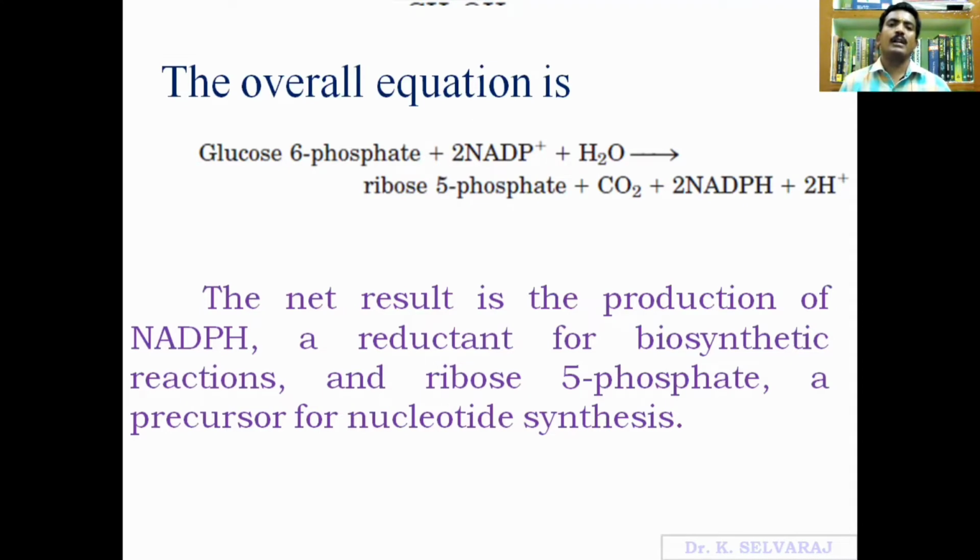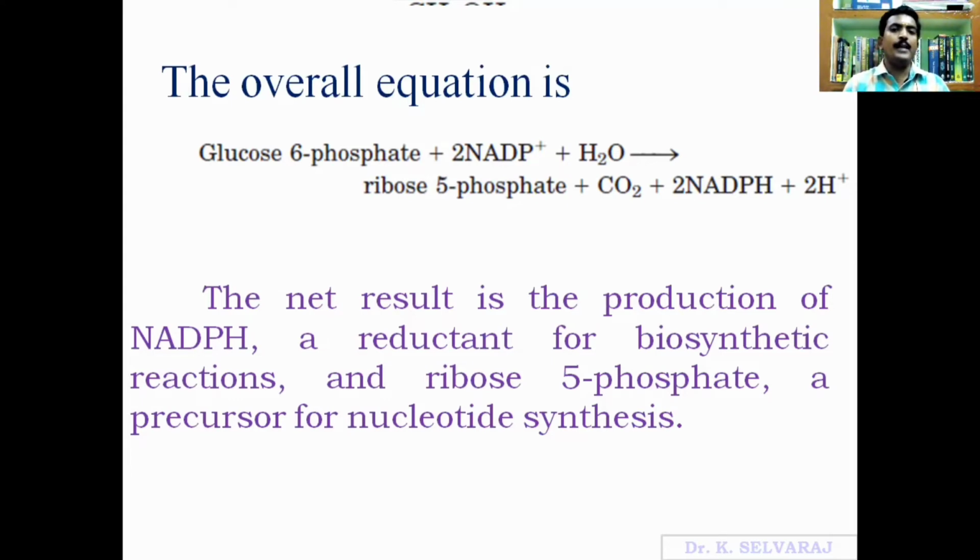is involved, and 2 molecules of NADP plus are involved, and 2 molecules of water are involved. Finally, it produces 1 molecule of ribulose 5-phosphate, 1 carbon dioxide, and 2 molecules of reduced NADP plus. That means 2 NADPH plus 2 hydrogen ions. Here the net result is production of NADPH, the reductant for biosynthetic reactions, and also ribose 5-phosphate, the precursor for nucleotide synthesis. Here the net result, we got 2 important compounds.